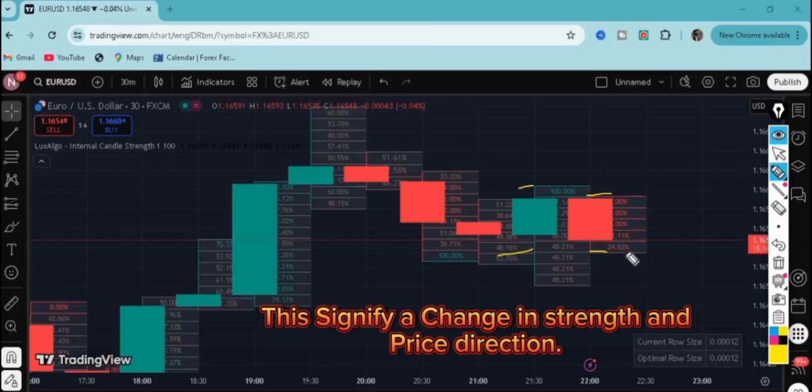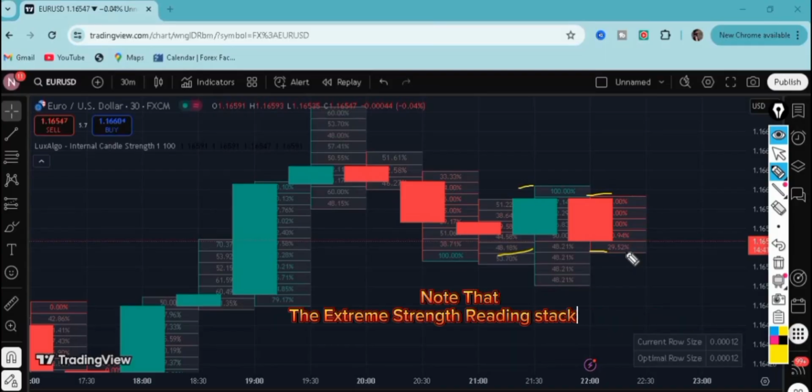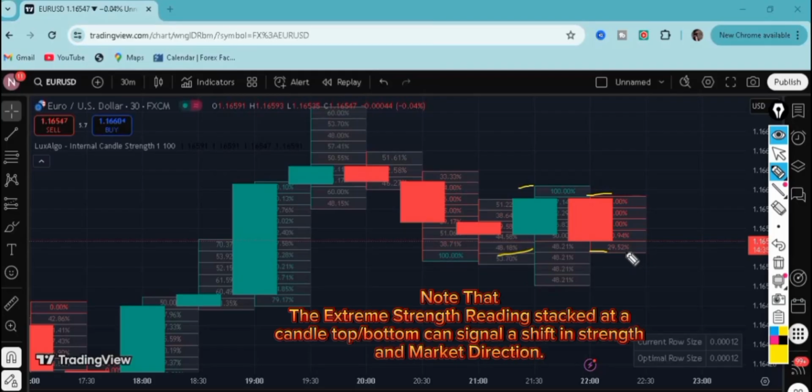What you're supposed to know, guys, as well, is don't forget to use support and resistance levels, your structure levels, simply because when price reaches that level, expect price to react to it. You understand? And when price is reacting to it, this is whereby we can say a retest is happening. So what you do right here is pay attention to the percentage. It shows you the strength of a candlestick pattern. And so guys, extreme strength readings stacked at a candlestick top or bottom can be a signal of a shift in strength and market direction at the highs and lows.